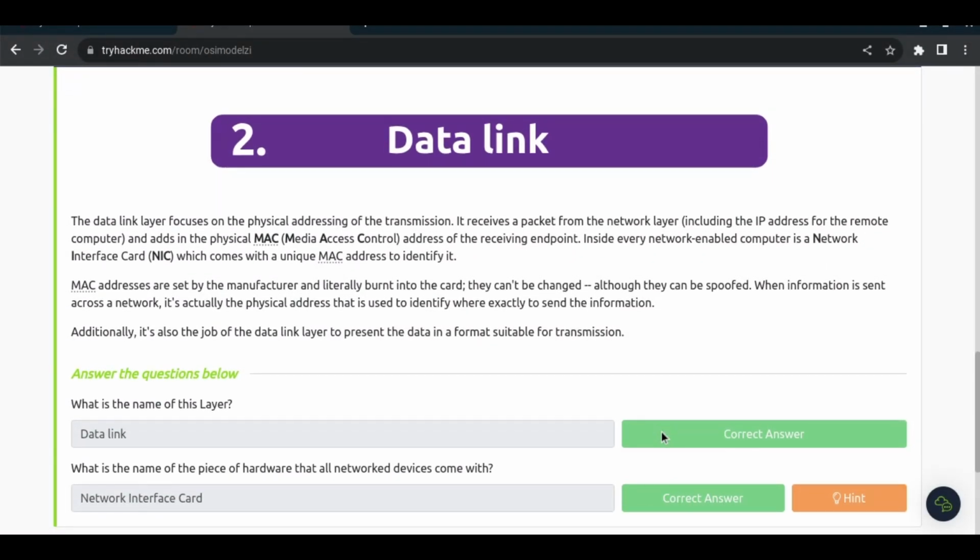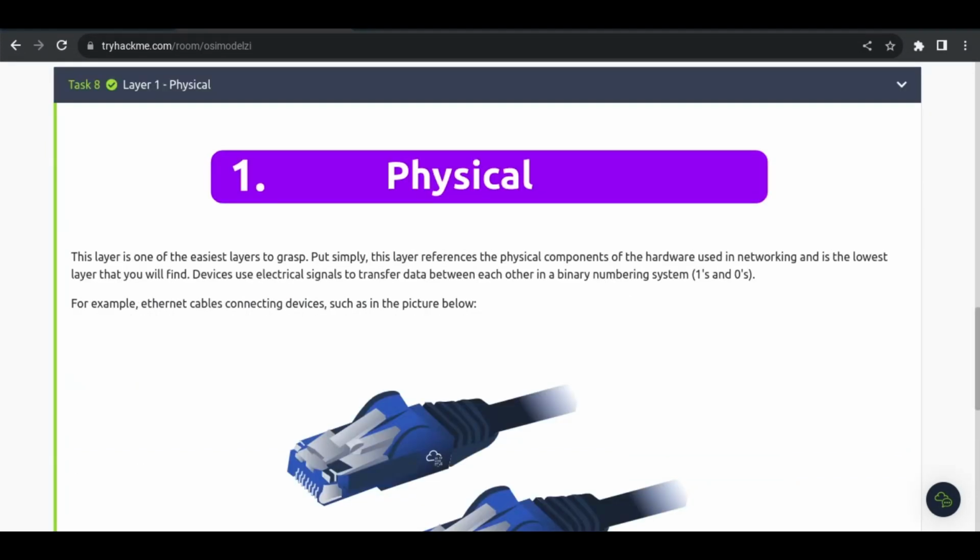Answer the questions below. What is the name of this layer? That's data link. Next question: what is the name of the piece of hardware that all network devices come with? And that is a network interface card. That concludes this section. Moving on to task 8, layer 1, physical.